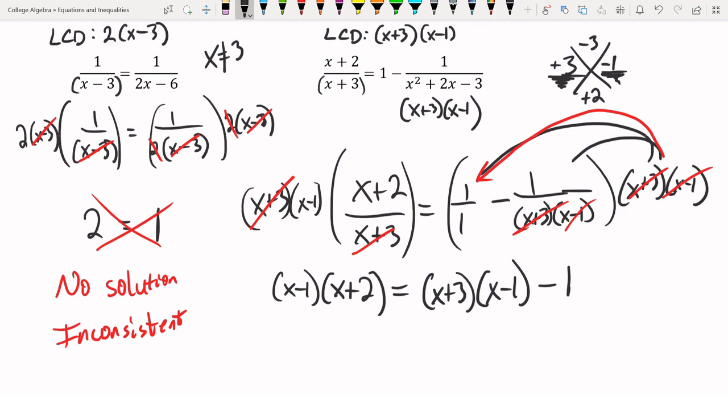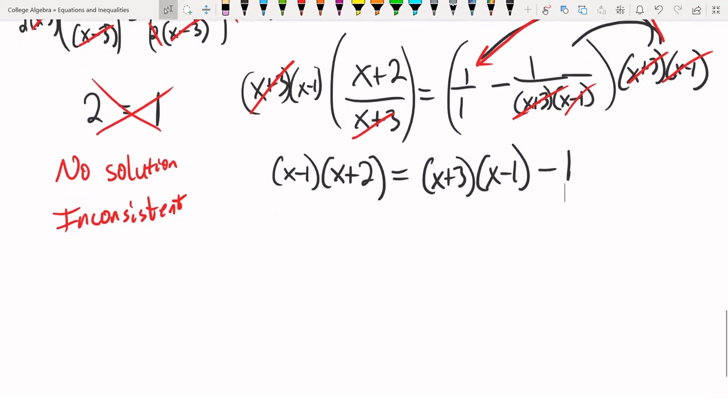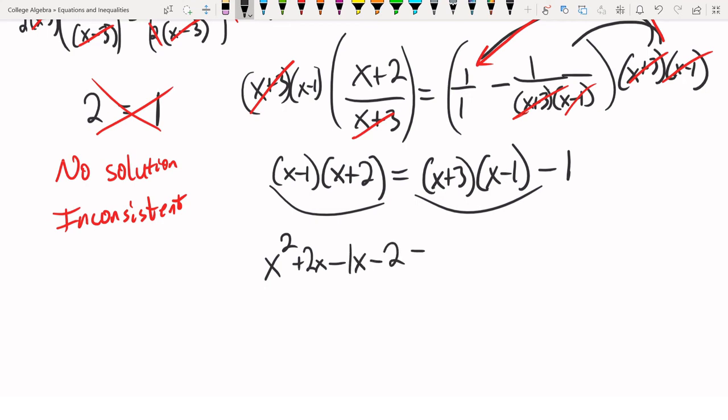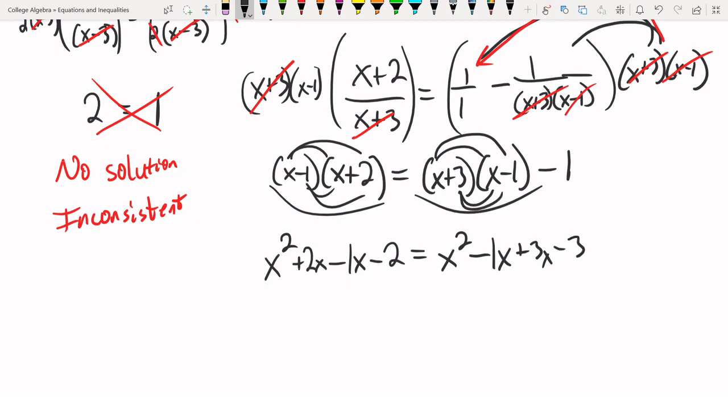Now this doesn't look like it does, because we have a thing of x times a thing of x, so that should give us x squared. But let's continue. Both of these we can FOIL out. x times x is x squared, x times 2 is plus 2x, negative 1 times x is negative 1x, and negative 1 times 2 is negative 2. Again, I'm just foiling. x times x is x squared, x times negative 1 is negative 1x, 3 times x is positive 3x, and 3 times negative 1 is negative 3. And that negative 1 just gets brought down.